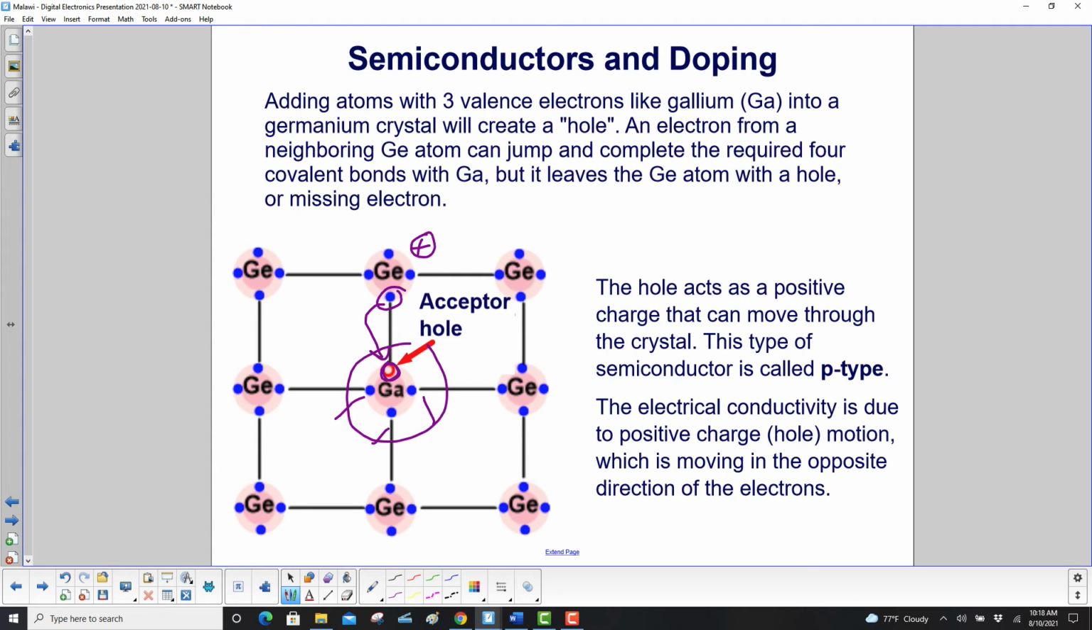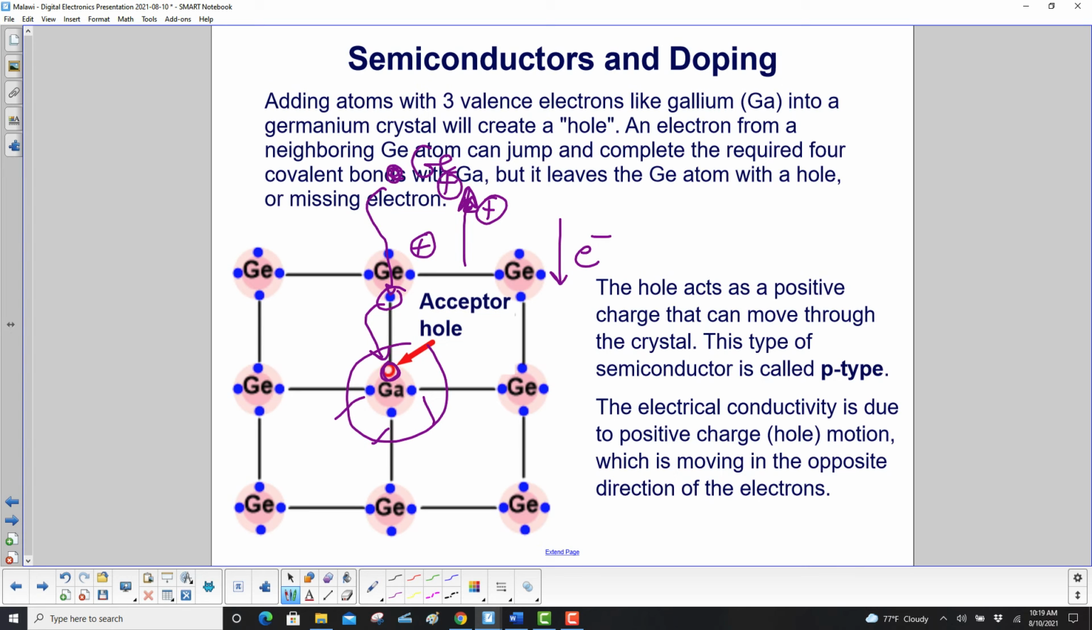What could happen then? Well, let's put another germanium up here. That can send an electron to fill in the missing hole, leaving this one positive now. So we have a positive charge moving through the lattice in that direction. So that's the movement of the positive charges as the electrons are going down. So the hole is actually acting as a positive charge that can move through the crystal. This type of semiconductor is called P-type, P for positive.